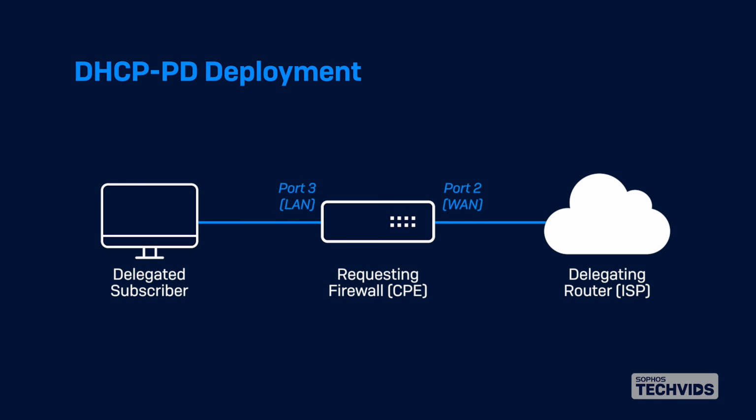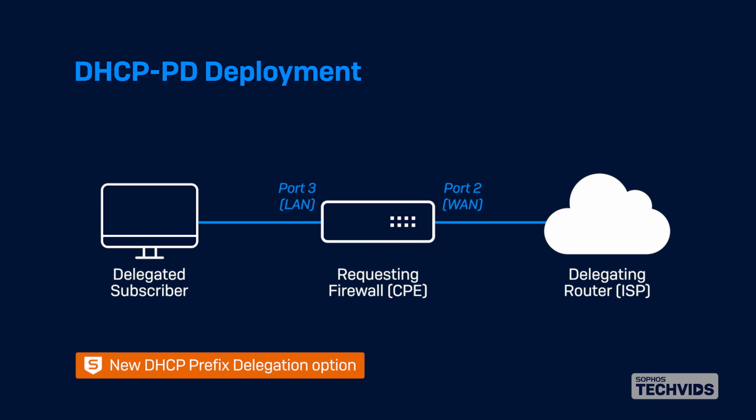Here, I have an example network setup. Port 3 is the firewall LAN interface connected to all my clients, and port 2 is the WAN interface connected to an internet service provider that supports DHCP prefix delegation. First, the firewall sends a DHCPv6 prefix delegation request to the ISP. In Sophos v20, we now have a new option to enable DHCP PD. Optionally, you can specify a preferred prefix or desired length.